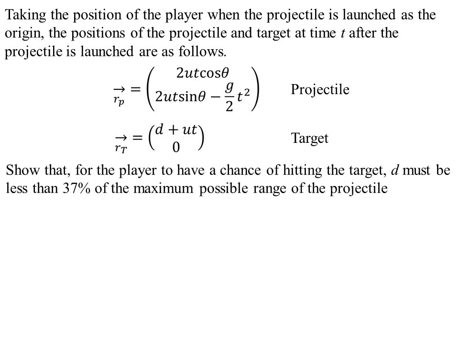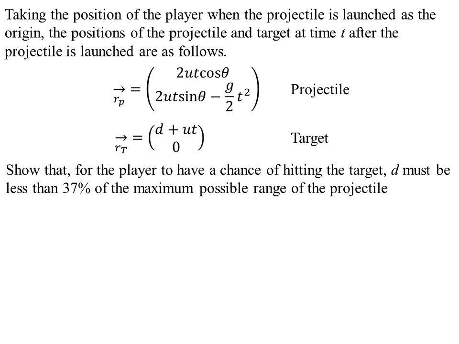Okay. Show that for the player to have a chance of hitting the target, d must be less than 37% of the maximum possible range of the particle. Now the thing about this, it was one of those questions that has not been scaffolded. It's just like, here is all the information, go solve the problem. What can you come up with?